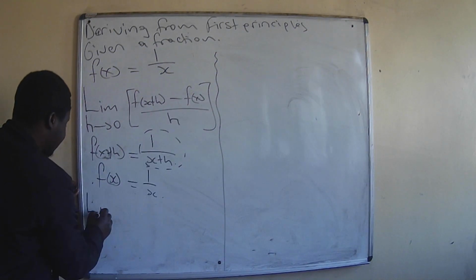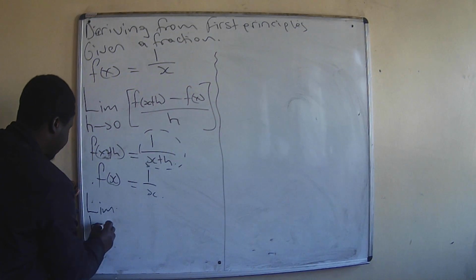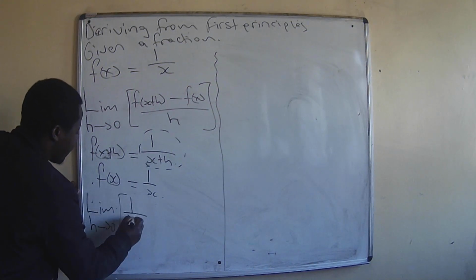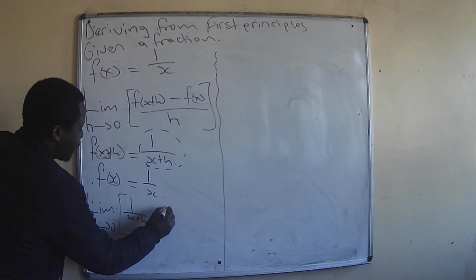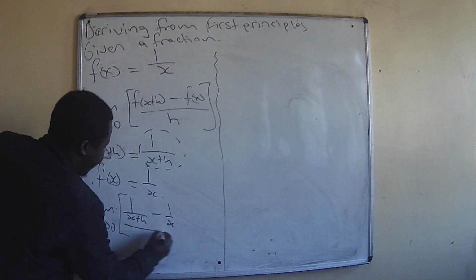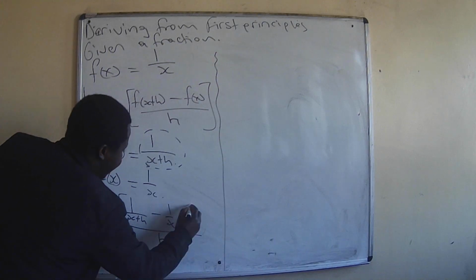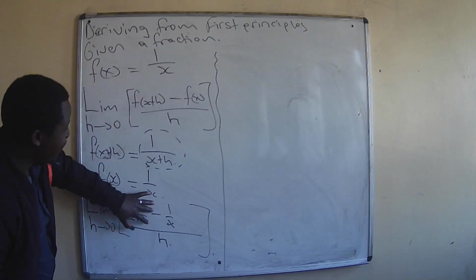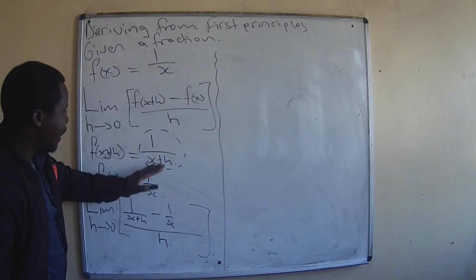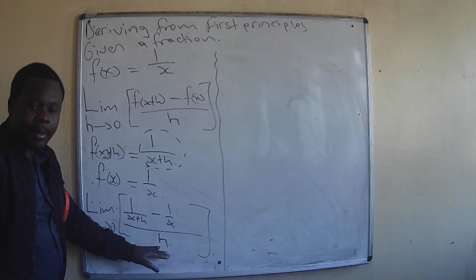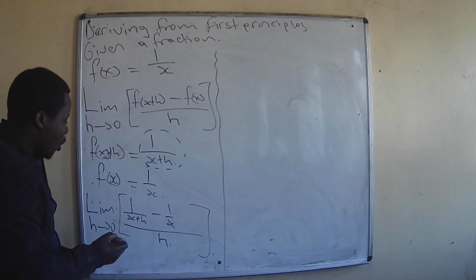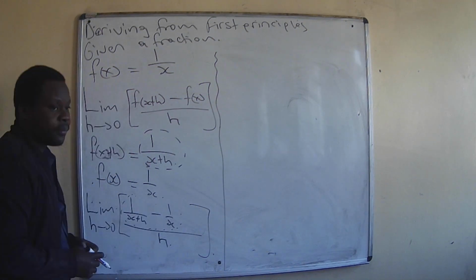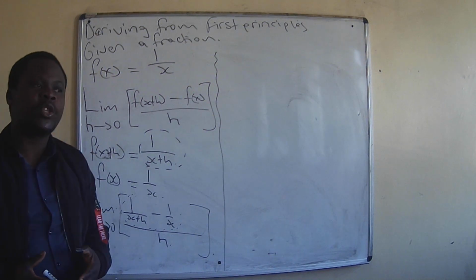So the limit as h tends to 0, we have 1 over x plus h, subtract 1 over x, everything divided by h. So f of x plus h is this, minus f of x is this one, everything divided by h. The next step, we want to be able to solve these two fractions. So I guess you know how we solve fractions.